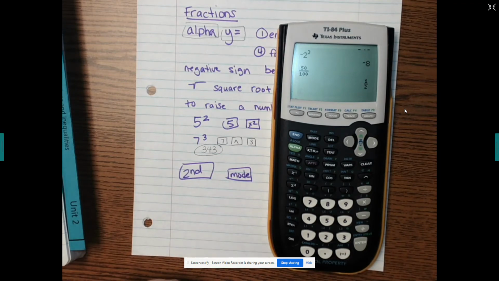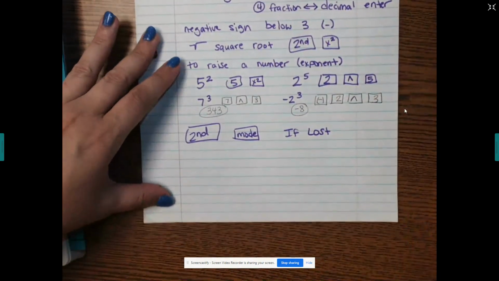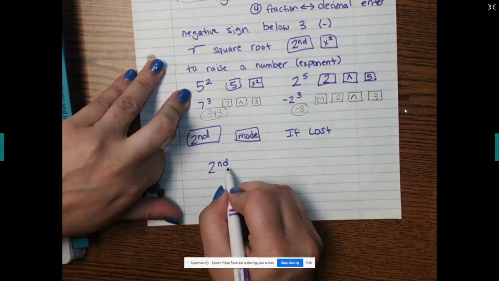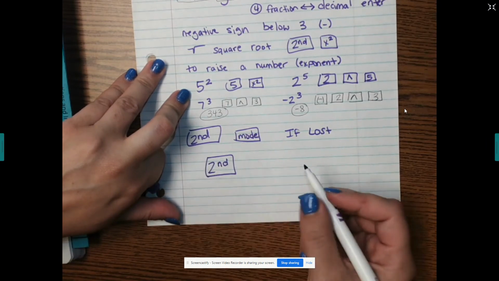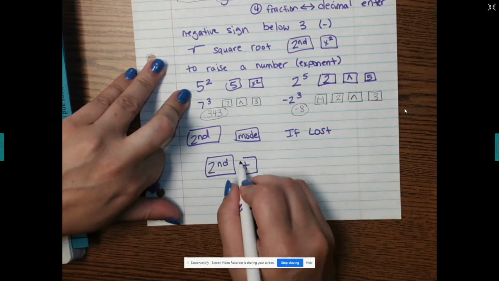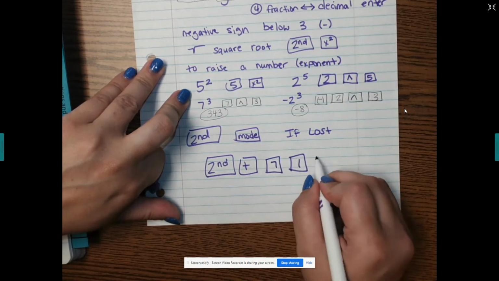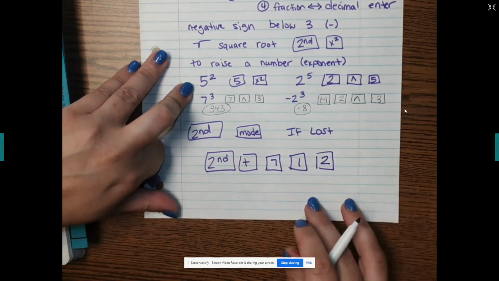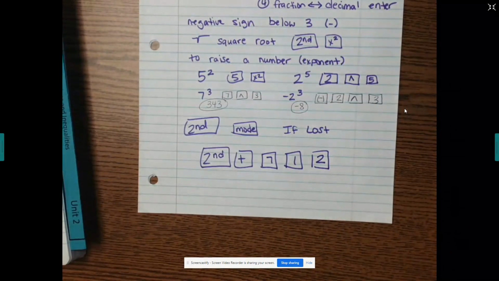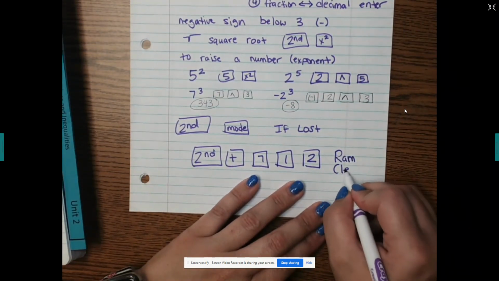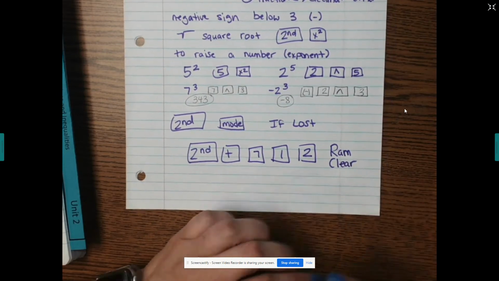Now, when we are done, at the end of every single class, I need you to do this because it clears it out so no one gets your answers. Second, plus 7, 1, 2. And it will say RAM cleared or something. You want to do that at the end of every single class period.